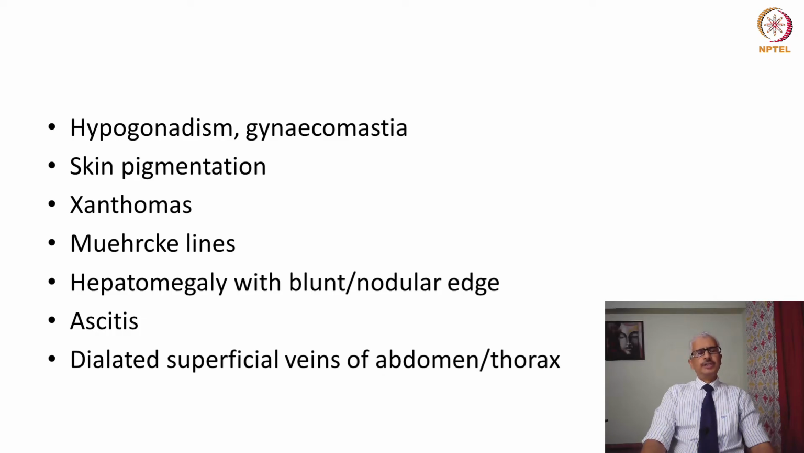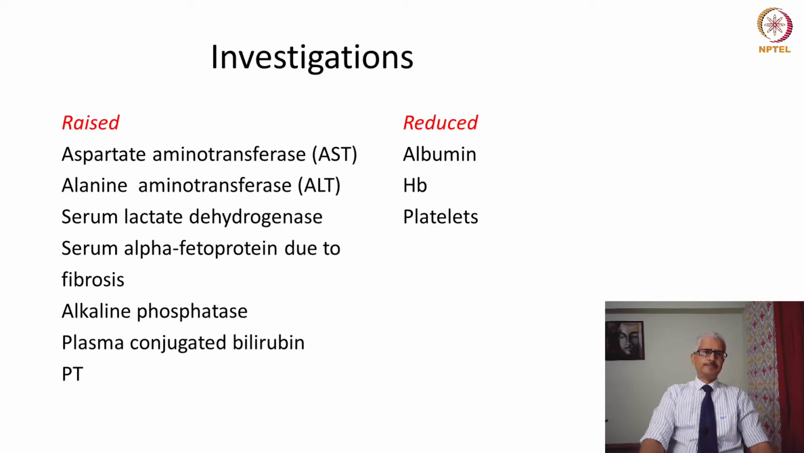In addition to this, patients may also present with skin pigmentations, xanthomas, Muehrcke's lines, hepatomegaly with blunt and nodular edge, ascites, and dilated superficial veins of abdomen or thorax. Xanthoma is deposition of the fat under the skin, which presents clinically as small yellow nodules. Muehrcke's lines are parallel lines of the nails which do not change position with the growth of nails. Now, hepatomegaly, ascites, and dilated superficial veins are due to portal hypertension.